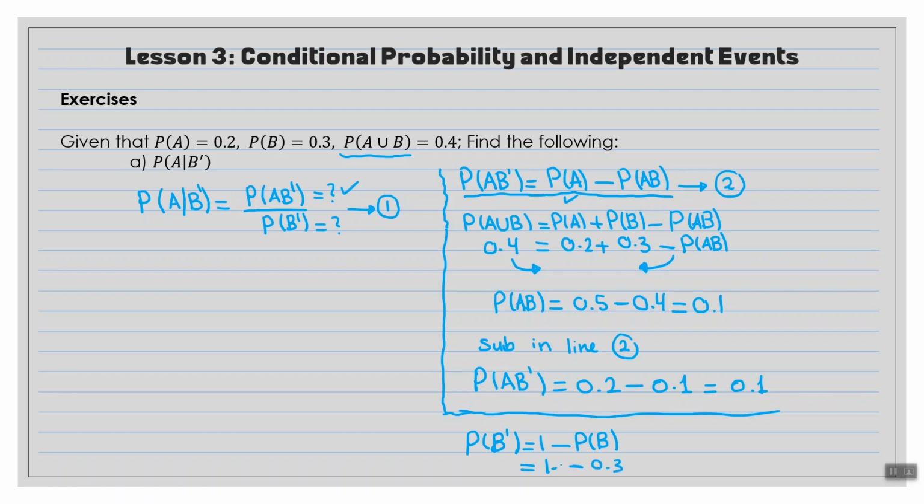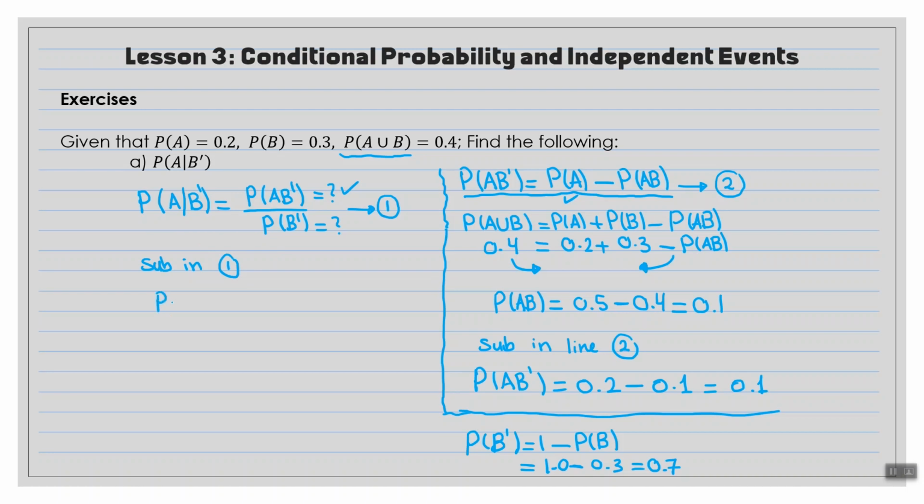This one, you think of it as 1.0, so it's 10. 10 minus 3 is equal to 0.7. So the probability of B dash is 0.7. So now we can solve this. So now we're going to substitute in line number 1. So we get the following.